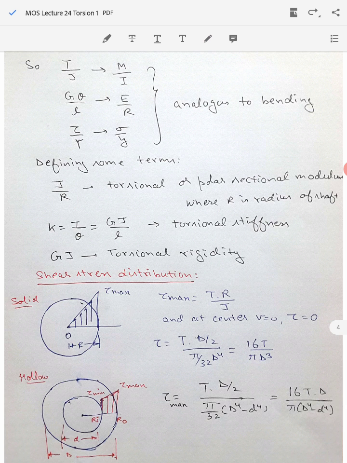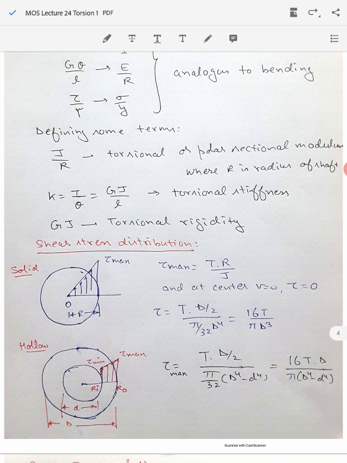You can do a similar thing for the hollow shaft also. Here in this figure you are shown a hollow shaft which has inner diameter small d and outer diameter capital D. Because there is no material at the center, we will not talk about the stress at the center, since this is a hollow shaft. So you will start from the inner radius. Inner radius is small d by 2, outer radius is capital D by 2.